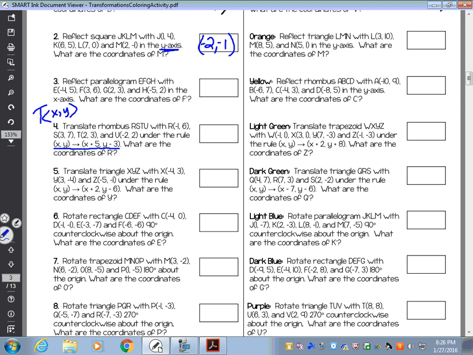Under the rule, X, I believe it's +5, Y -3. This is what's the coordinates of R. So if I look at R right now, we got -1 and 6. So what are we doing to X? We're going to add 5 to it.